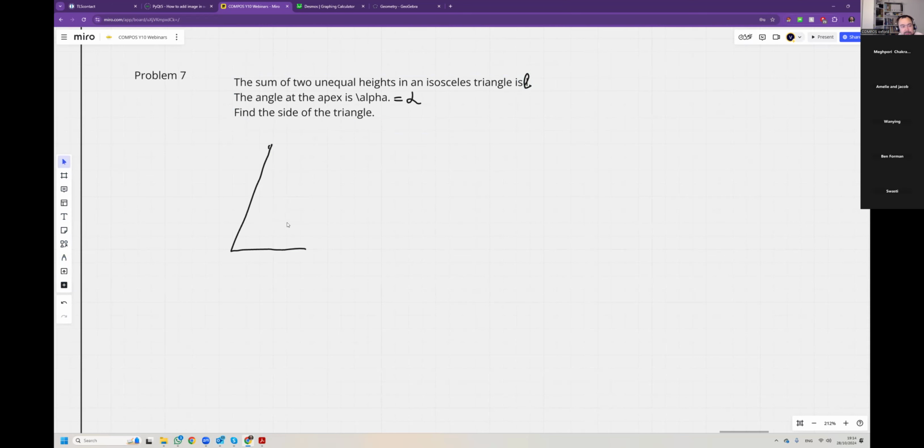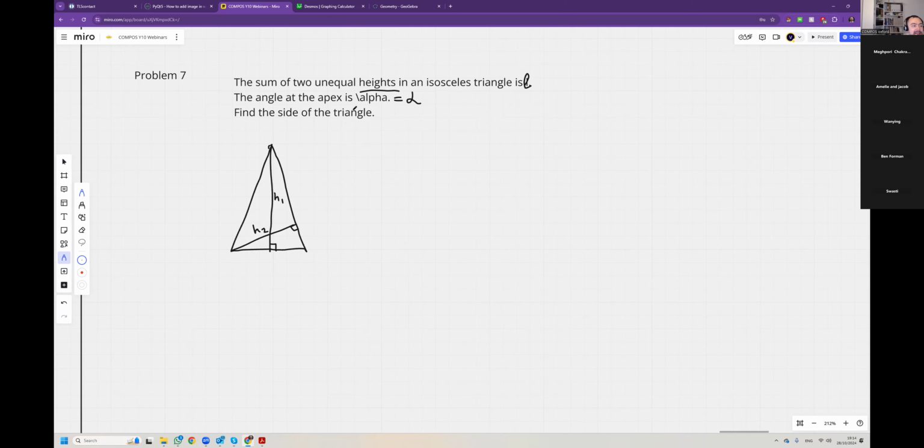Well, we need to draw it, of course. Unequal heights. So first we need to draw the height. So the height is a line from a vertex that is perpendicular to the opposite side. So this is a height. Let's call it h1. Unequal heights, that means that we can't use these ones, right? Because these two are equal. So it has to use this one and another one. This is h2.